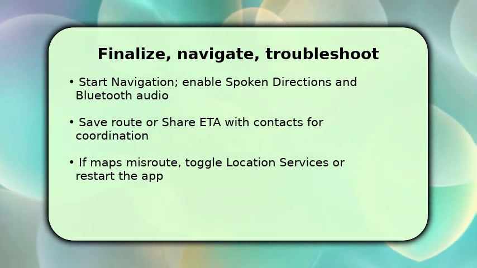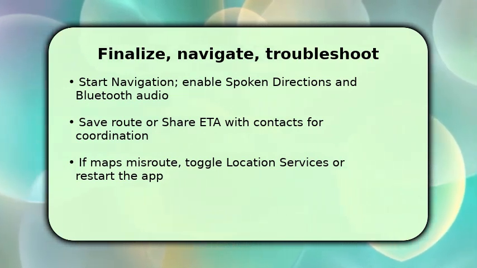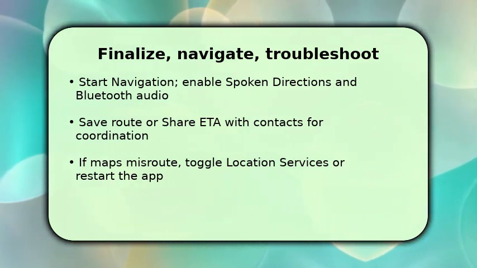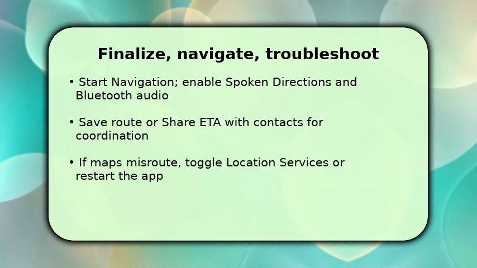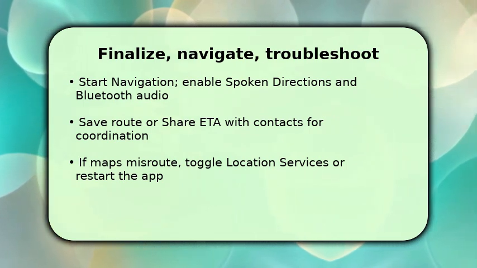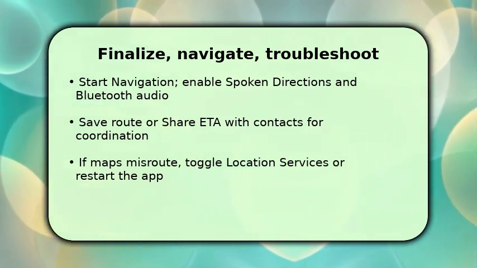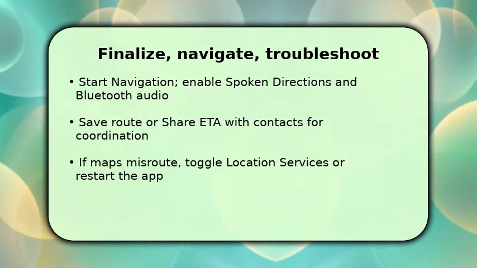If the route suddenly reroutes or shows wrong location, make sure location services are on and check Wi-Fi or cellular signal. Restart Maps or your device if problems persist. These steps get you moving and provide a single troubleshooting tip to resolve common navigation errors.